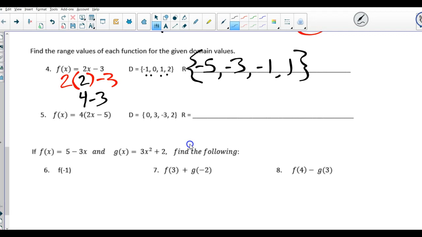Number 5, I'm going to do this one using Desmos, since we can use Desmos on this test and on your homework and on anything we do. Number 4 I did by hand. Number 5 I'm going to do on Desmos. So here's my function. F of x equals 4 parentheses 2x minus 5.